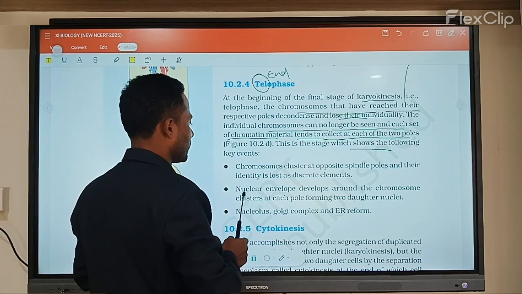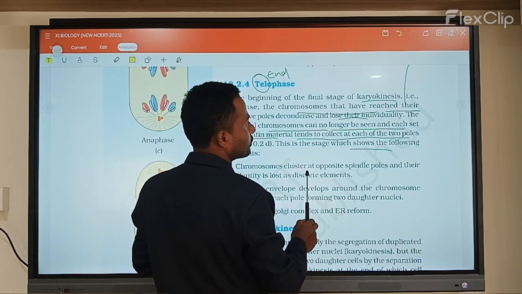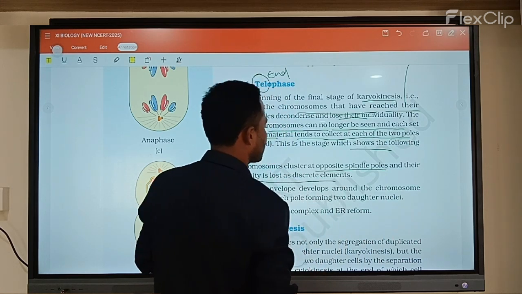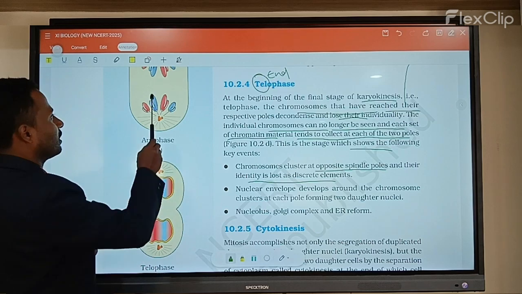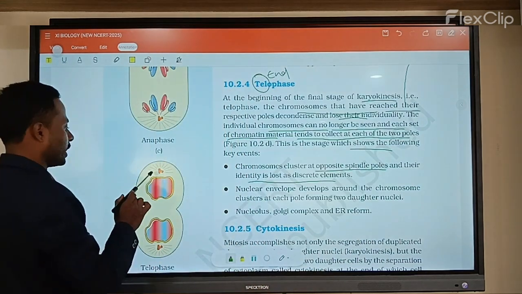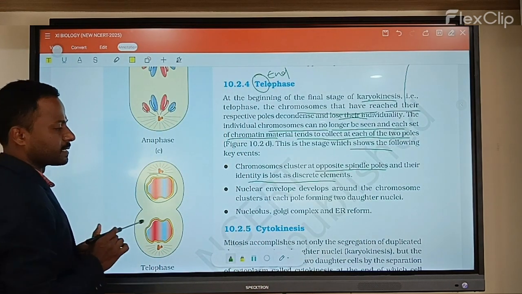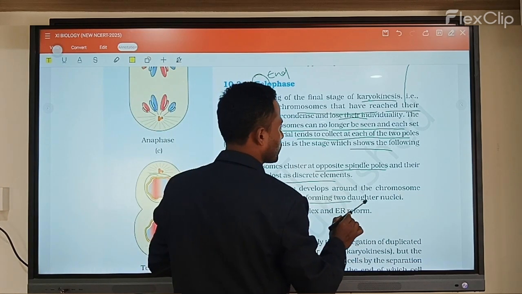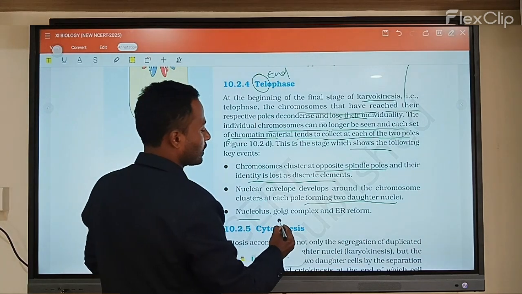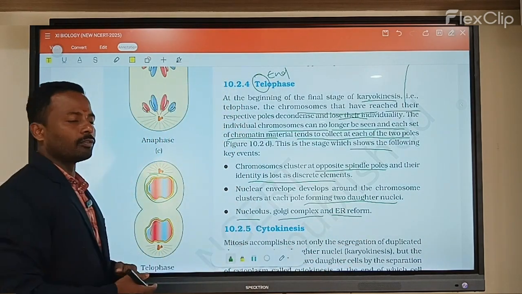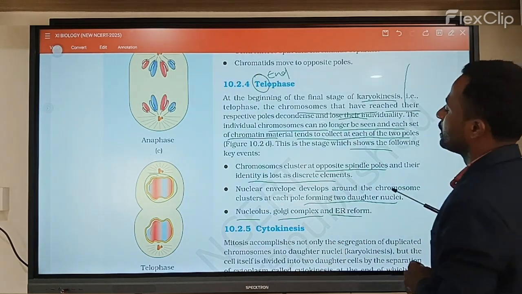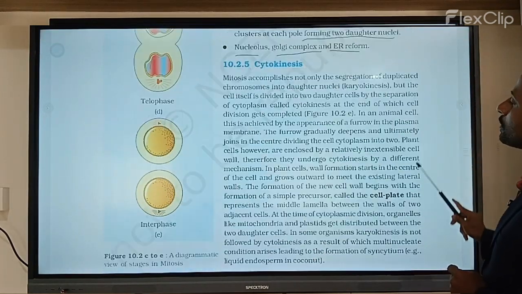Okay, now see the features. The chromosomes cluster at opposite spindle poles, and their identity is lost as distinct elements. Nuclear envelopes develop around the chromosome clusters at each pole, forming two daughter nuclei. The nucleolus, Golgi complex, and endoplasmic reticulum are reformed, so all cell organelles reform. This is what happens in M phase.